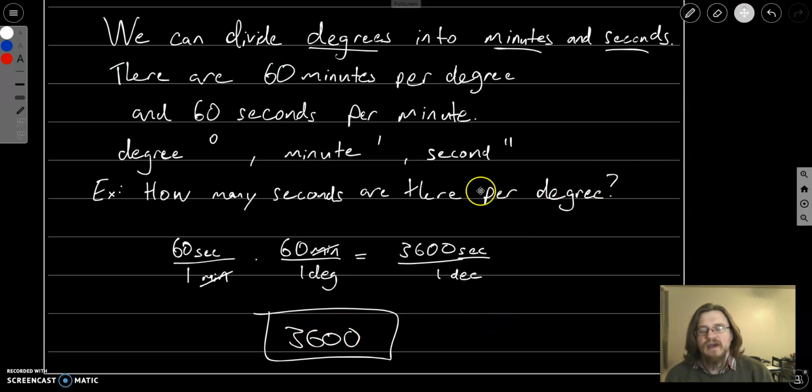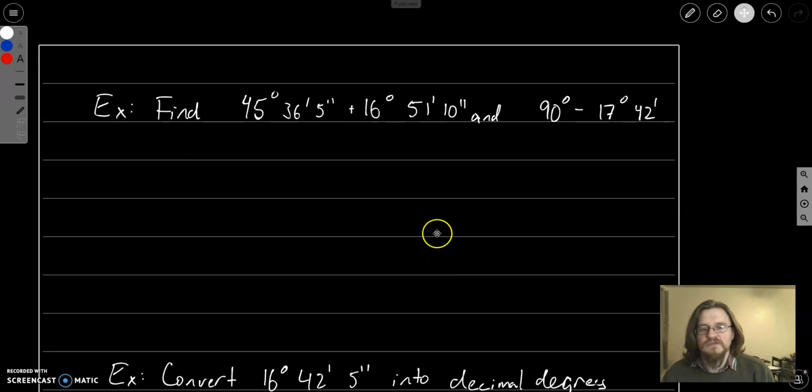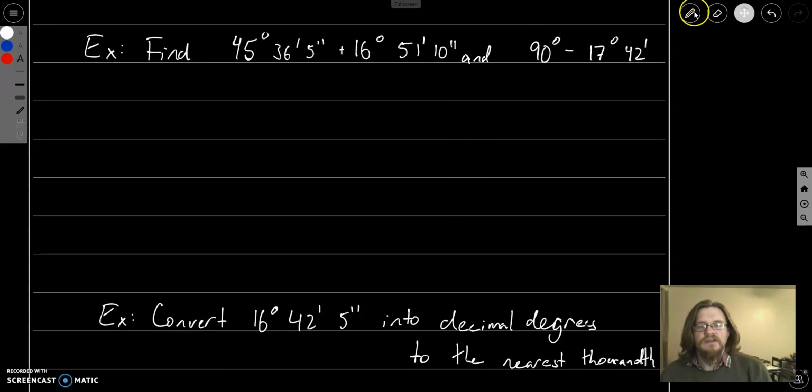So what we want to do now is look at, how do we really compute things using minutes and seconds? I think for most of the semester we'll focus on just using degrees and using decimals here, but it's good to really understand how to use minutes and seconds. So here we have two angles that we want to add together. We have 45 degrees, 36 minutes and 5 seconds, and we want to add 16 degrees, 51 minutes and 10 seconds.